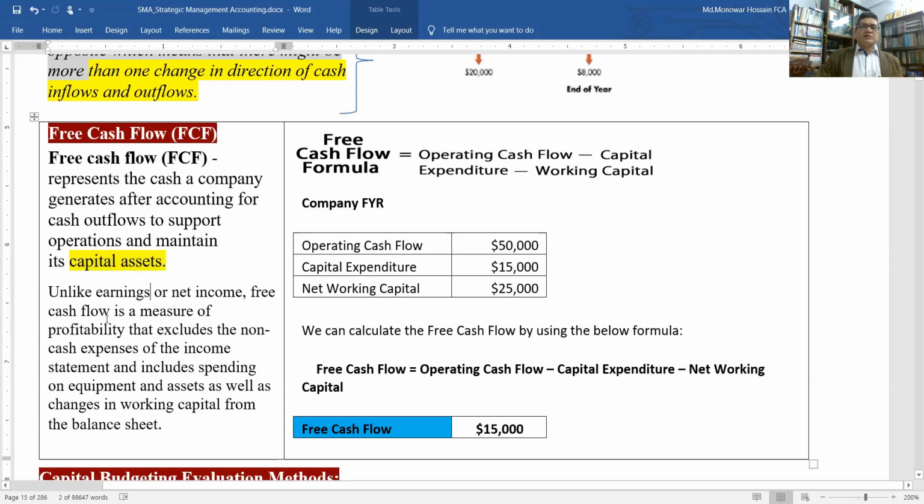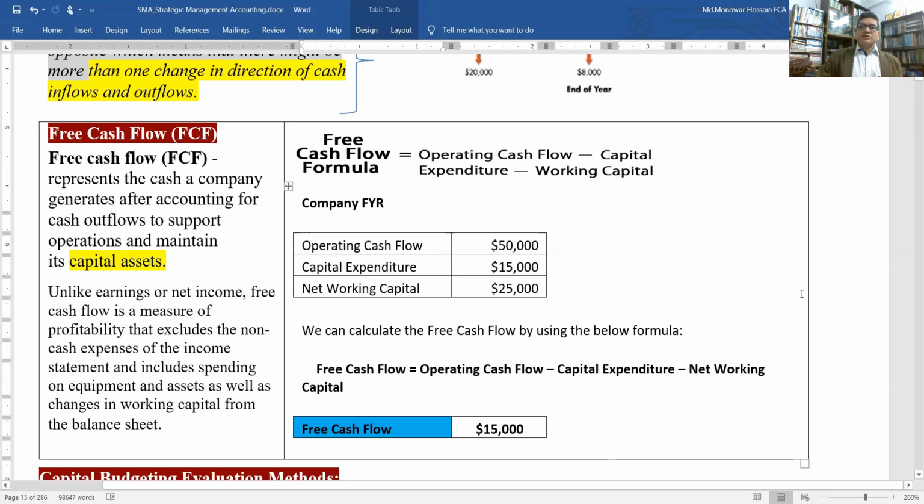Unlike earnings or net income, free cash flow is a measure of profitability. That means capital expenditure commitments are considered with the cash flow. For example, on the right side, the formula of free cash flow: operating cash flow minus capital expenditure minus working capital.